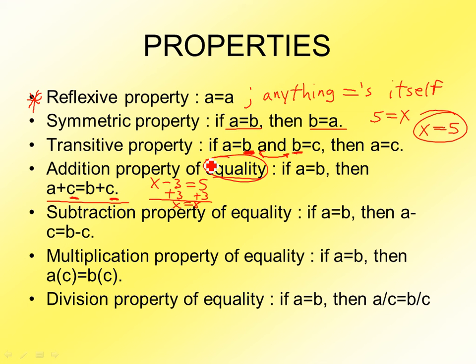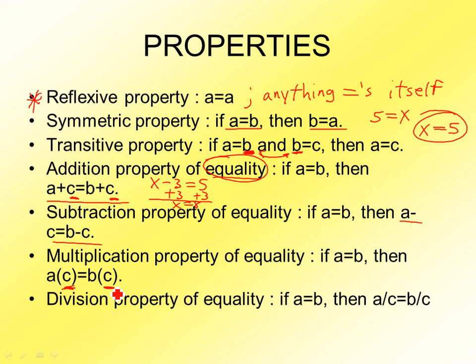Subtraction property says the same thing. You can subtract, and I'm sorry that this is on two separate lines, it shouldn't be that way. You can subtract the same thing from both sides of the equation, and it's going to still be a true equation. Multiplication, we multiply both sides by C, same thing. Multiplication property of equality. You multiply both sides by something, and you still get a true equation.